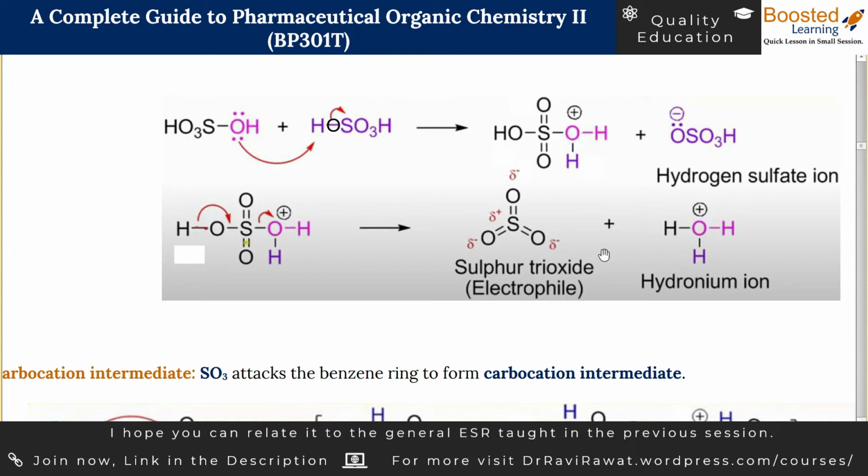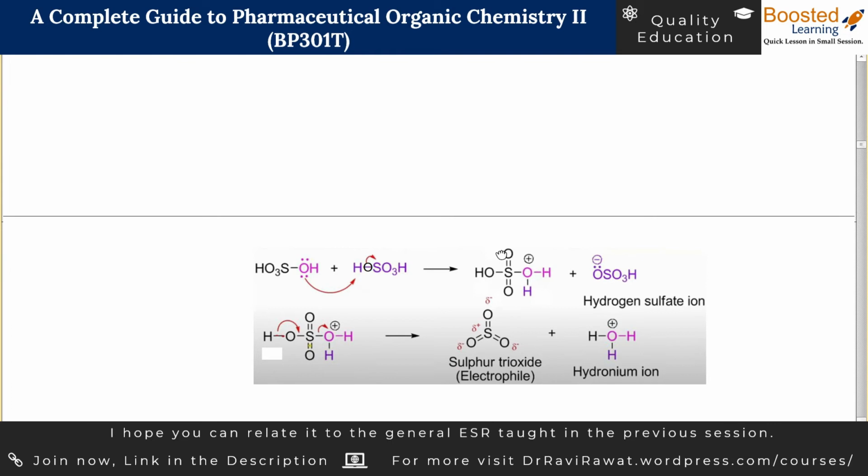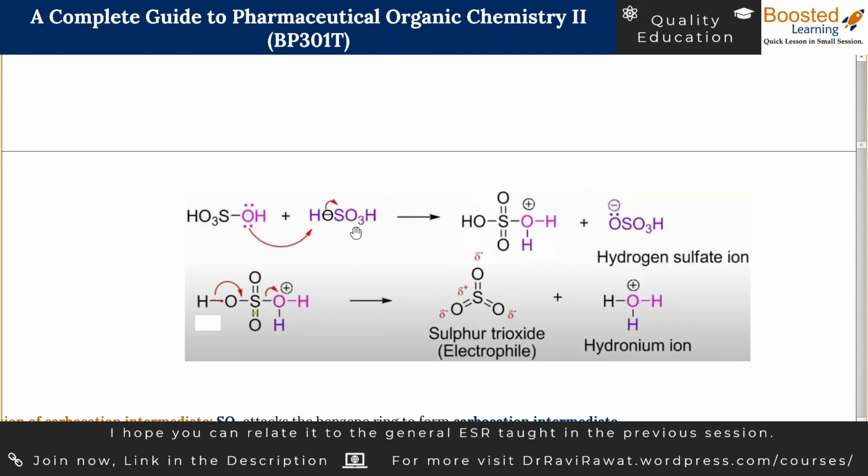I hope the steps are clear, because this is going to be confusing for you if you have not practiced such things in the past. But I will repeat it one more time for you: the two molecules of sulfuric acid are reacting with each other. One is acting as an acid molecule and the other is acting as a base molecule. This will form conjugate base and conjugate acid. The conjugate acid will dissociate to give sulfur trioxide and the hydronium ion.